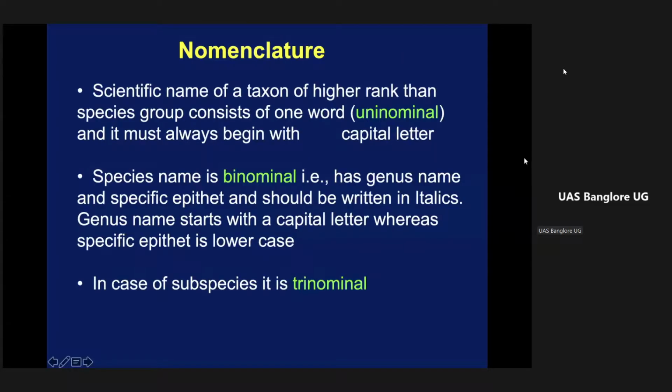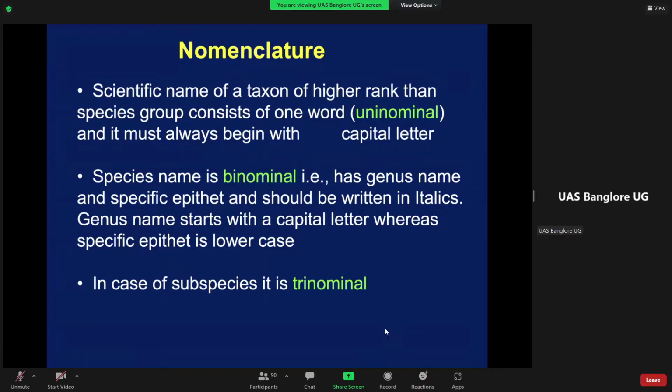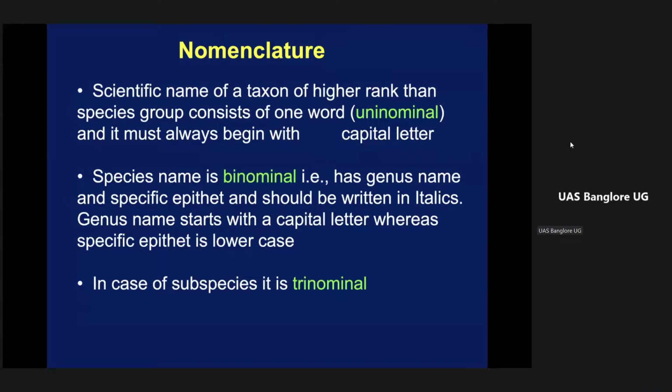Then this nomenclature is nothing but again the scientific names. We have the name, and how do we give their name? How do we give these names? It is by the taxon. The scientific name of a taxon, higher rank than species group, consists of one word. Okay, uninomial, and it must always begin with a capital letter.